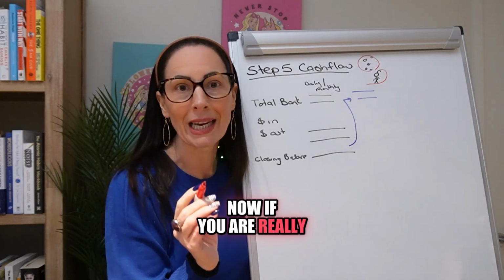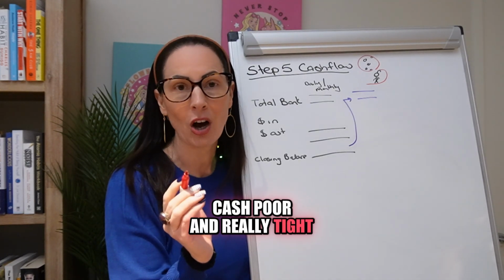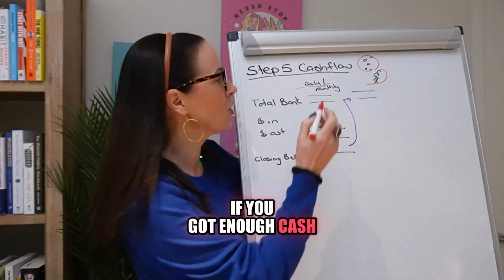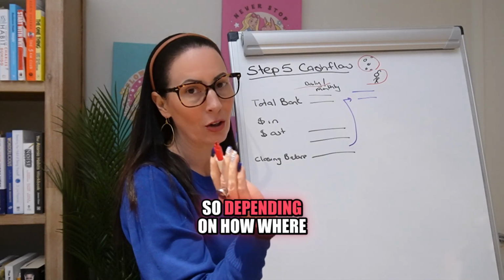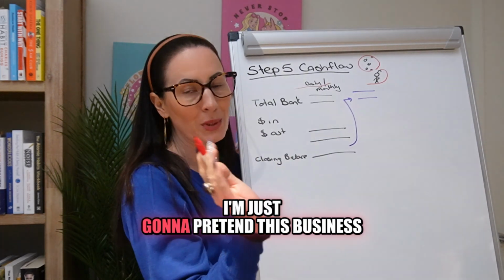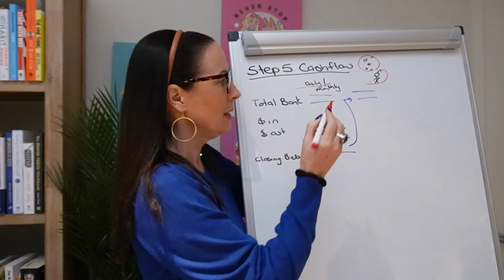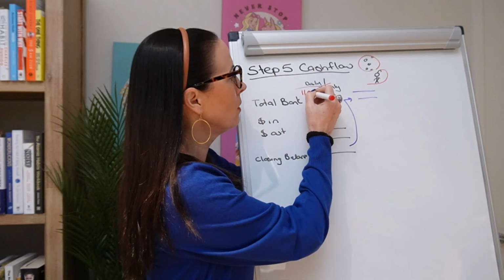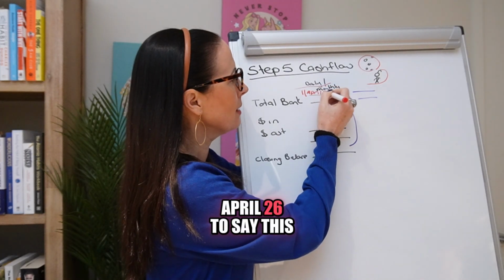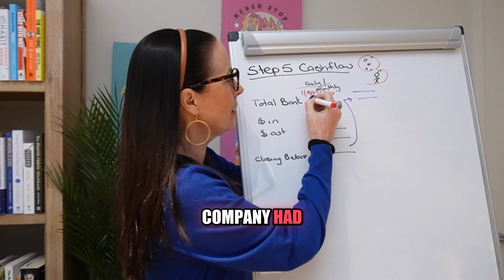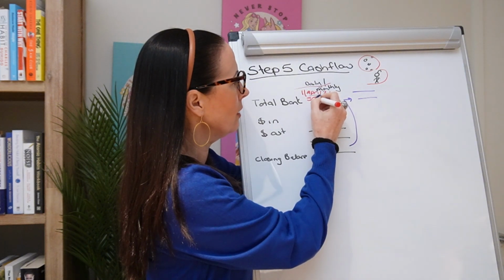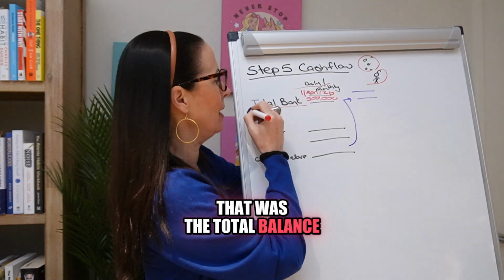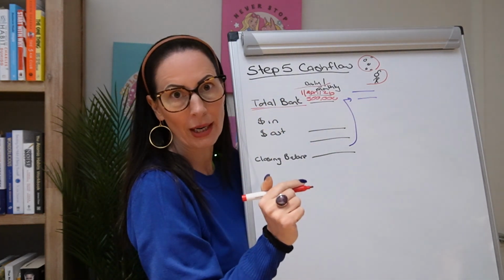Now, if you are really cash poor and really tight, you're gonna need to do a daily cash flow. If you've got enough cash, just do monthly, right? So depending on where you are in your business, I'm just gonna pretend this business is fine, right? So on the 31st of March or on the 1st of April 26, just say this company had 500K in their bank account, right? 500K in their bank account. That was the total balance of all their bank accounts, right?